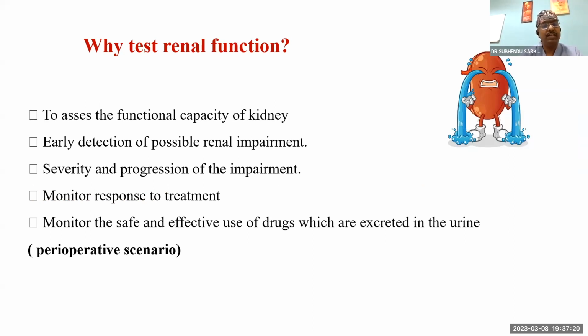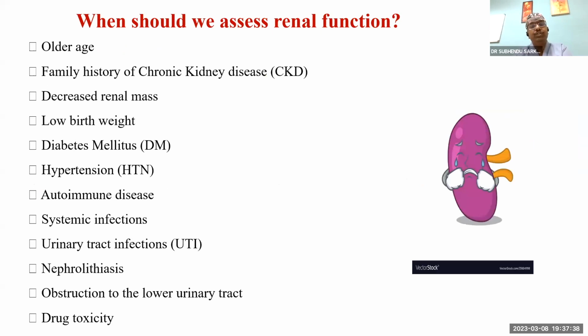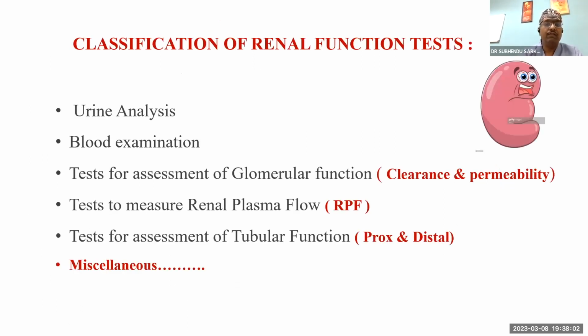To assess the functional capacity of the kidney, for early detection of possible renal impairment, its severity and progression, to monitor the response to treatment, and obviously, as a perioperative physician, to monitor the safe and effective use of the different drugs which are excreted in the urine. We should assess renal function in detail in these situations: older age, family history of CKD, diabetes and decreased renal mass, low birth weight, diabetes mellitus, hypertension, autoimmune disease, systemic infection, UTI, nephrolithiasis, obstruction to the urinary tract, and drug toxicity.